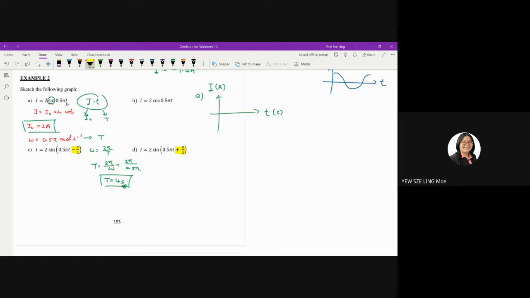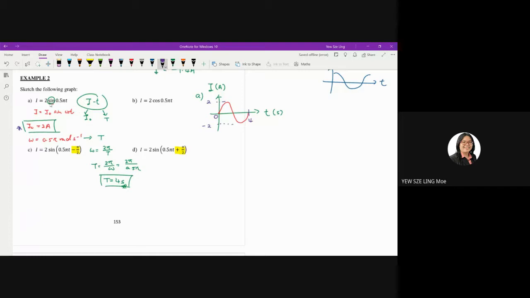But when it comes to question A, there's no initial phase angle and you have a sine function. Therefore, we know that the graph starts from 0. Then you just sketch it according to the shape of a sine graph. What are we going to do next? We need to label the maximum value. According to the information that we extracted just now, I naught equals 2, so here is 2, here is -2, and of course, don't forget the 0. The time taken to complete one oscillation is 4 seconds. So done, that is a complete answer for question A.